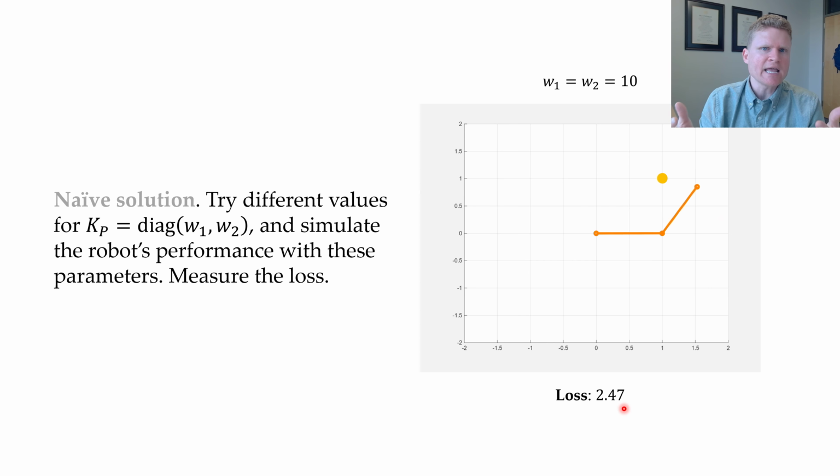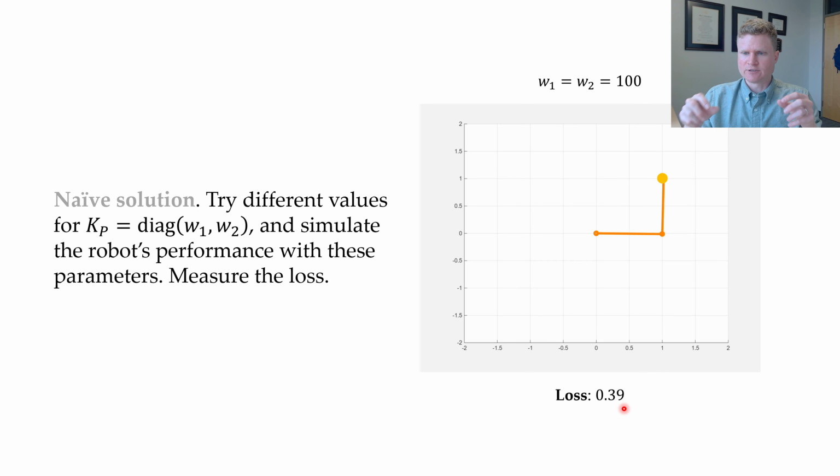So maybe a naive next step would be, let's just try tuning the gains, right? As a user, I can just try out different gains. Maybe I pick 100. Okay, it's a little bit better. I've got a little lower loss. Crank that up again. Maybe I've got 1,000. Again, my loss gets slightly lower.